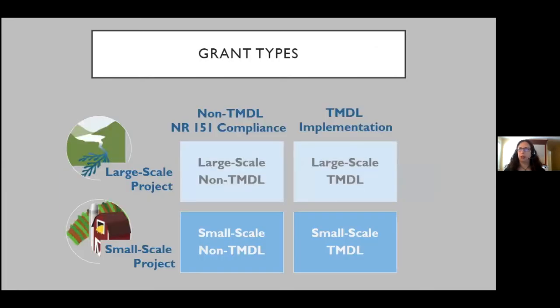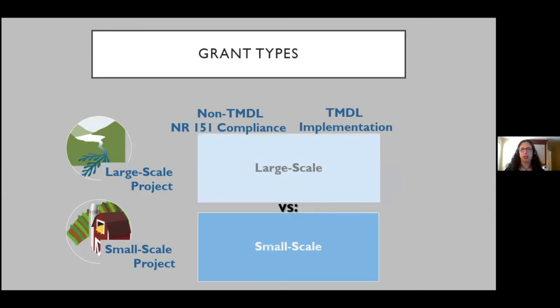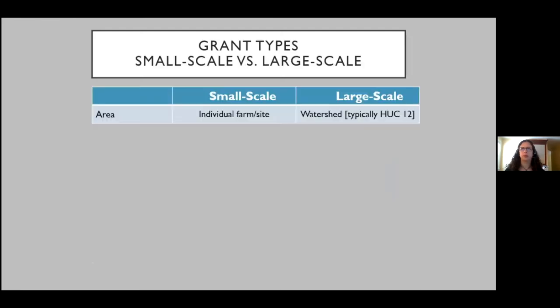So let's look at the second way that agricultural TRM grants are divided. So we have large scale and small scale projects. As their name suggests, large-scale TRM grants cover a larger area than small scale. Specifically, small-scale TRM grant projects typically cover an individual farm or site, whereas large-scale TRM projects cover a watershed.